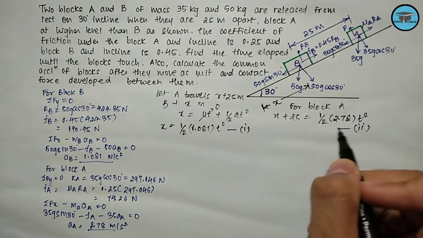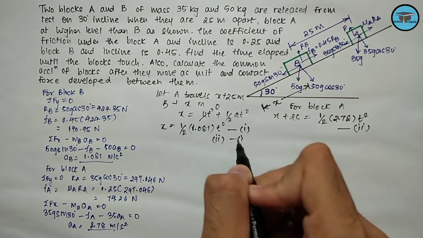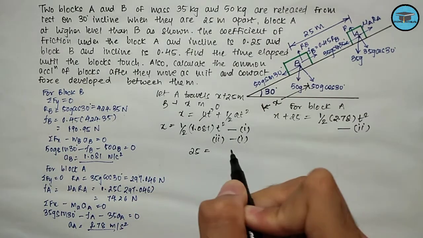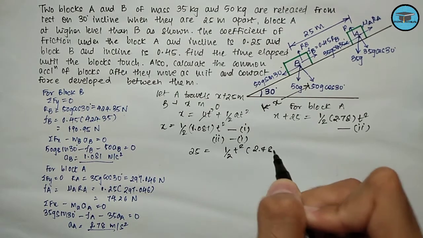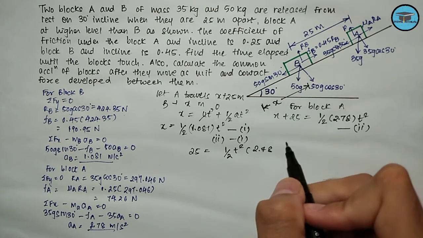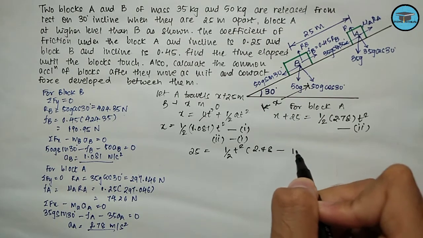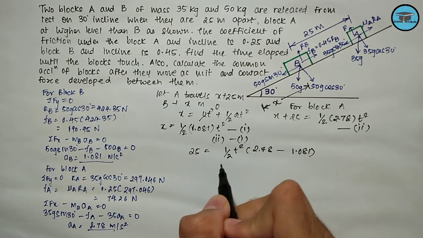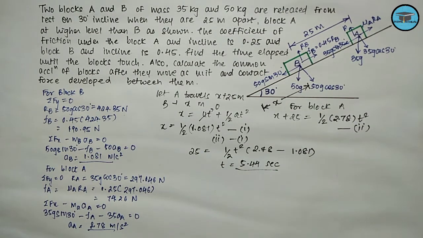Now subtracting equation 1 from 2, we will be getting 25 equals half of t square into (2.78 minus 1.081). Okay, so we will be getting the value of t as 5.44 seconds. So we have obtained the time that elapses until the blocks touch.